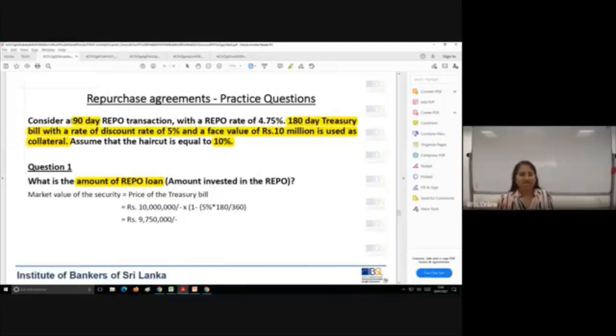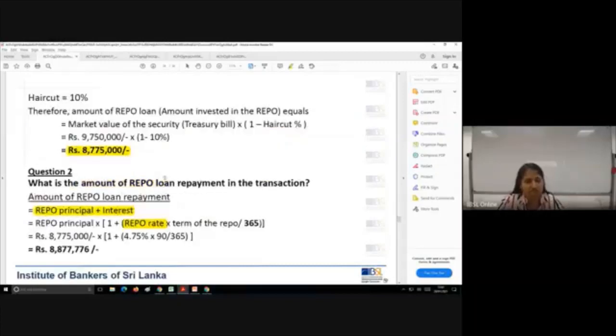They use 180. Remember, 180 belongs to the details of the collateral. The repo transaction is only for 90 days. Okay. So, repo transaction term is what's important here. You use the term of the repo, which is 90, and then you divide it by 365. Now, so many students have this question. Why it's 365 here, even though we use a government security?